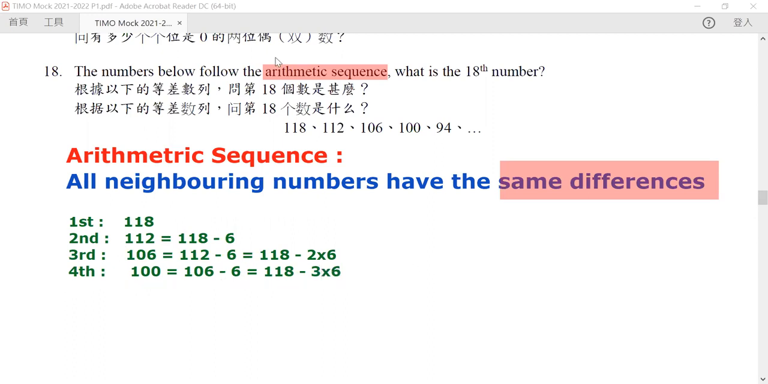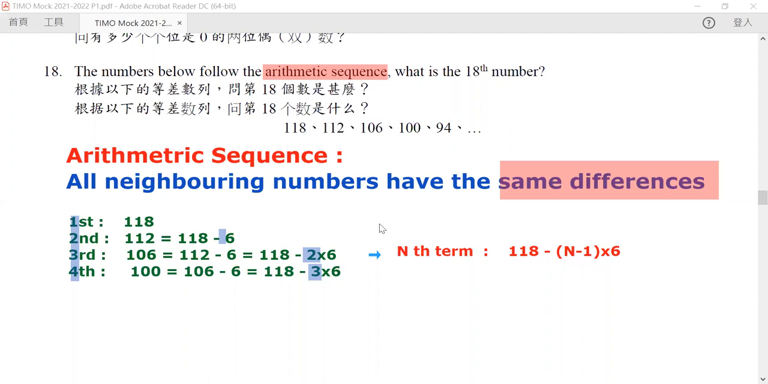Now, in general, you can see in here that for the numbers 1 to 4, they subtract 0, 1, 2, and 3 times 6 respectively, right? So they will follow the same pattern. The nth number will be 118 minus n minus 1 times 6. This is the general term, the nth term. It will be 118 minus n minus 1 times 6.